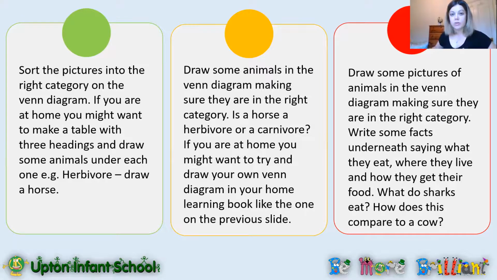And then you can see on your Venn diagram why these animals are different to each other based on what they eat. Okay, so again, this activity is entirely up to you what you do. If you want to challenge yourself, great. But if not, if you want to draw some animals and just put them under the right heading, that's absolutely fine too. As long as you can tell us what a carnivore is, what a herbivore is, and what an omnivore is.